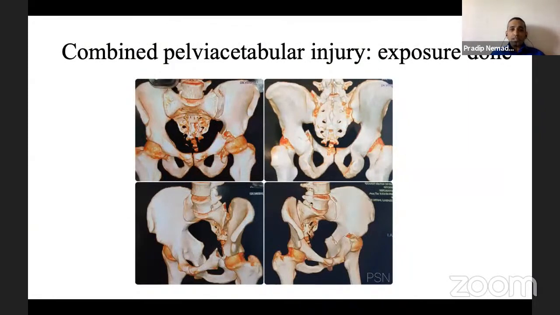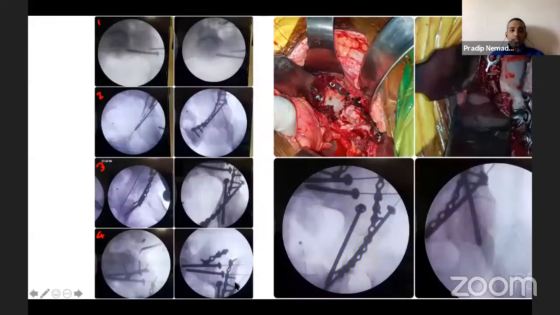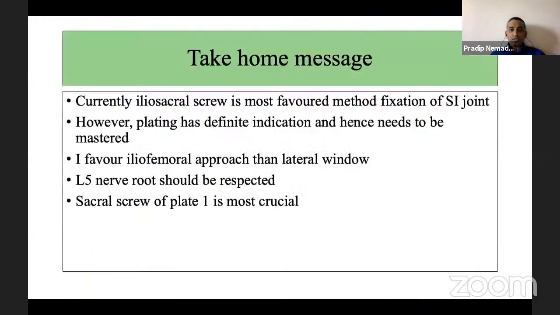Sometimes we have a combined exposure already done. Now this fracture can very well be managed by the iliosacral screw as well. But since everything has already been done, we also added one plate in addition to the two screws just to enhance the fixation. So this is how the acetabular injury was managed. It was fixed again with two SI screws, but in addition, we have added one SI plate just to add to the fixation. And that's the post-fixation X-ray.